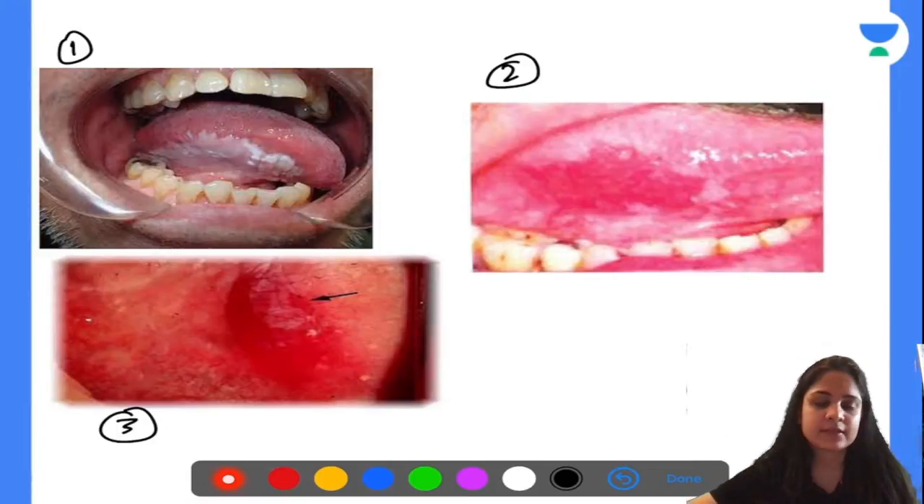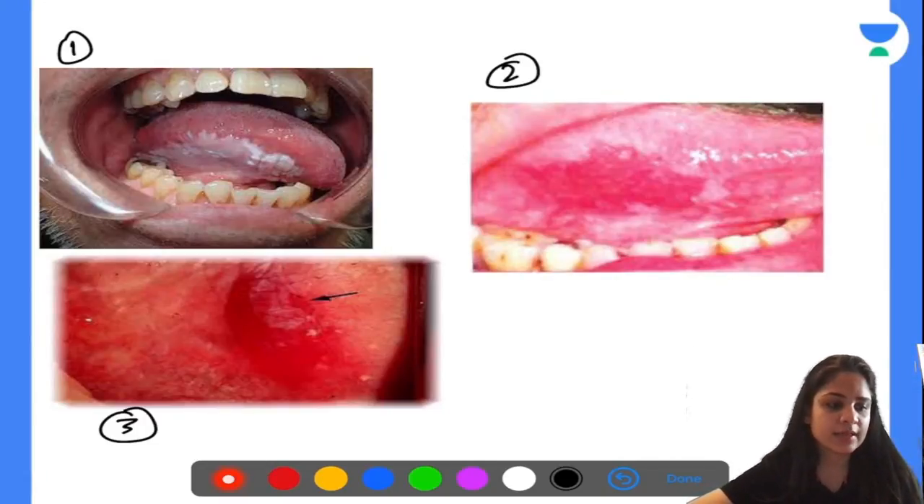These are all pre-malignant lesions of the oral cavity. Thank you, Muazzam Ahmed. Okay, so Chole Bature is saying, yeah.